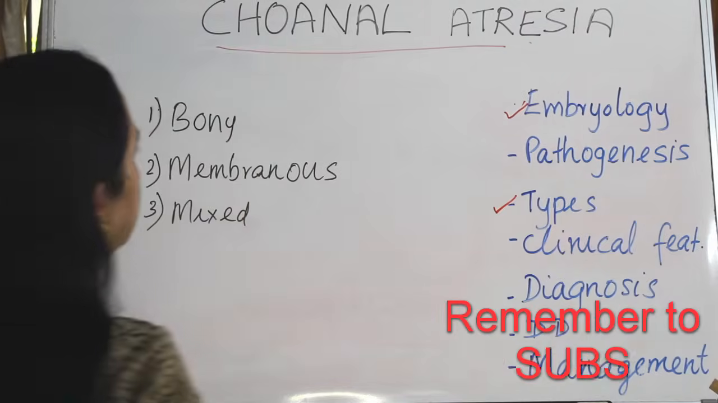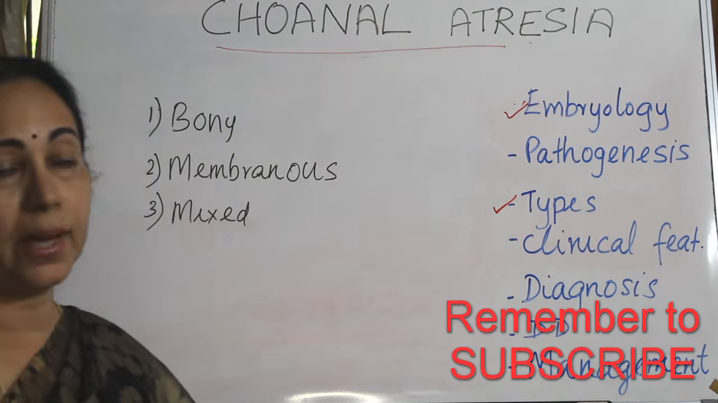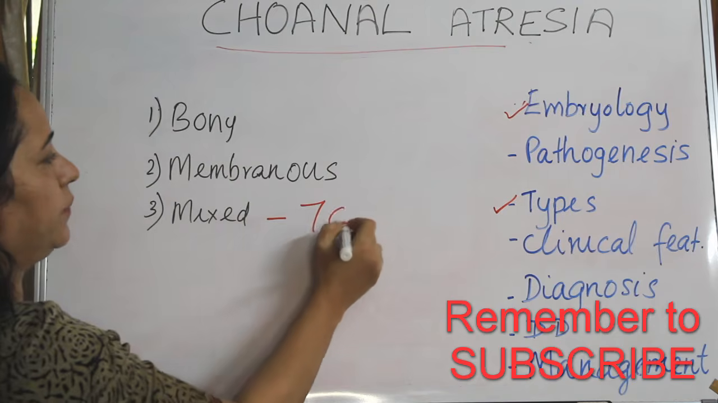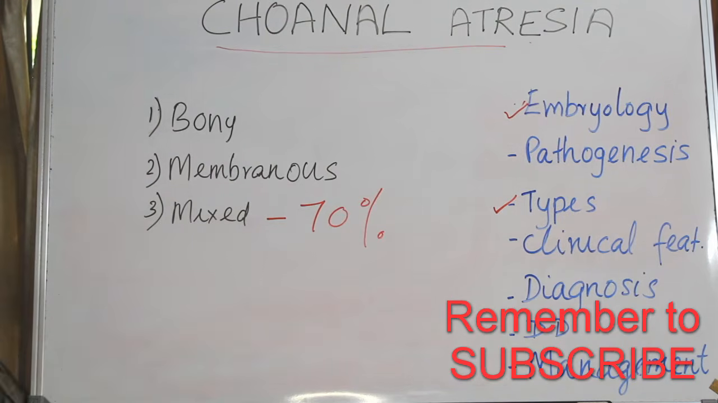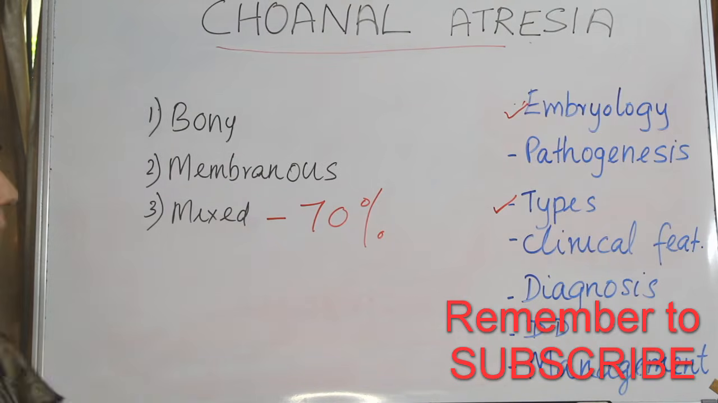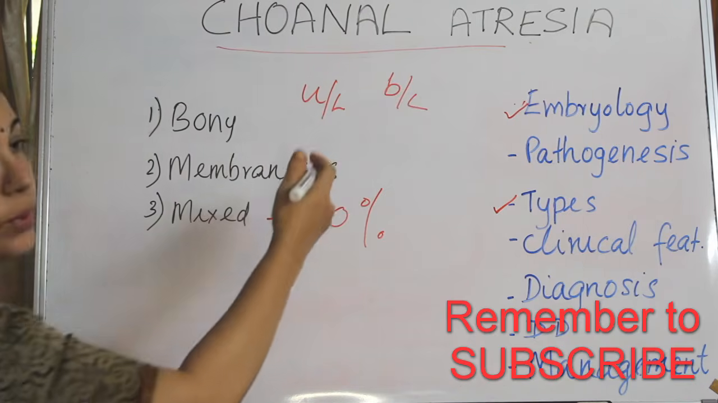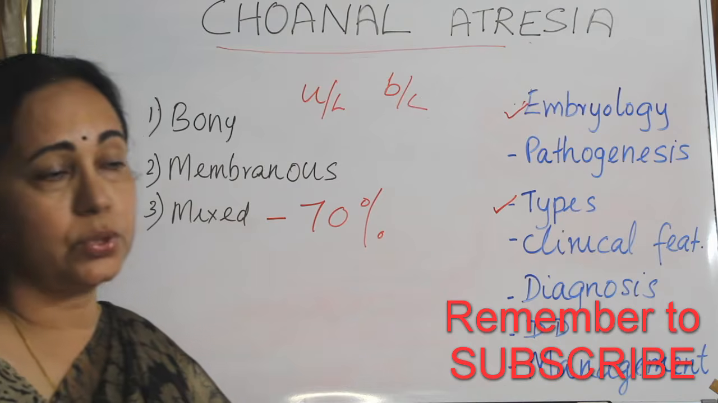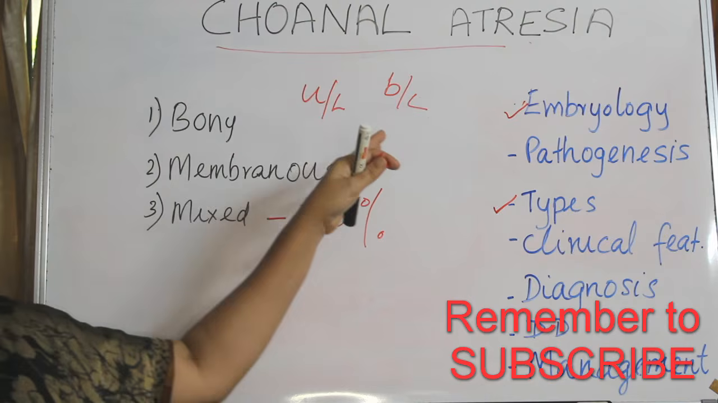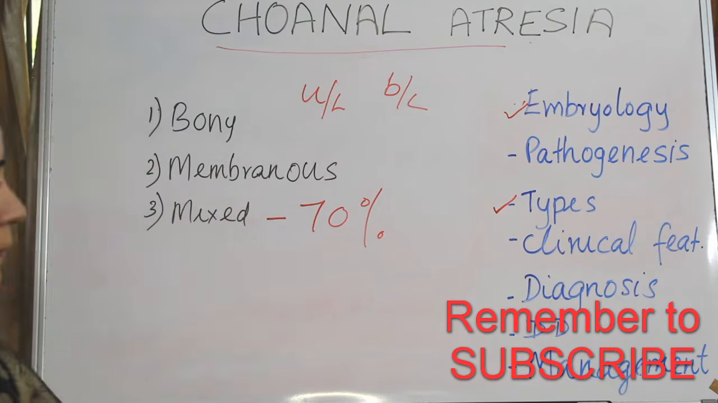In the types, this can be bony, or membranous, or partly bony and partly membranous, and that is the mixed variety. The commonest type in practice, around 70% of choanal atresia, is the mixed type, partly bony and partly membranous. This can also be unilateral or bilateral. As I already told, unilateral cases are mostly diagnosed at an older age group, and bilateral is a neonatal emergency because the neonates are obligate nasal breathers.